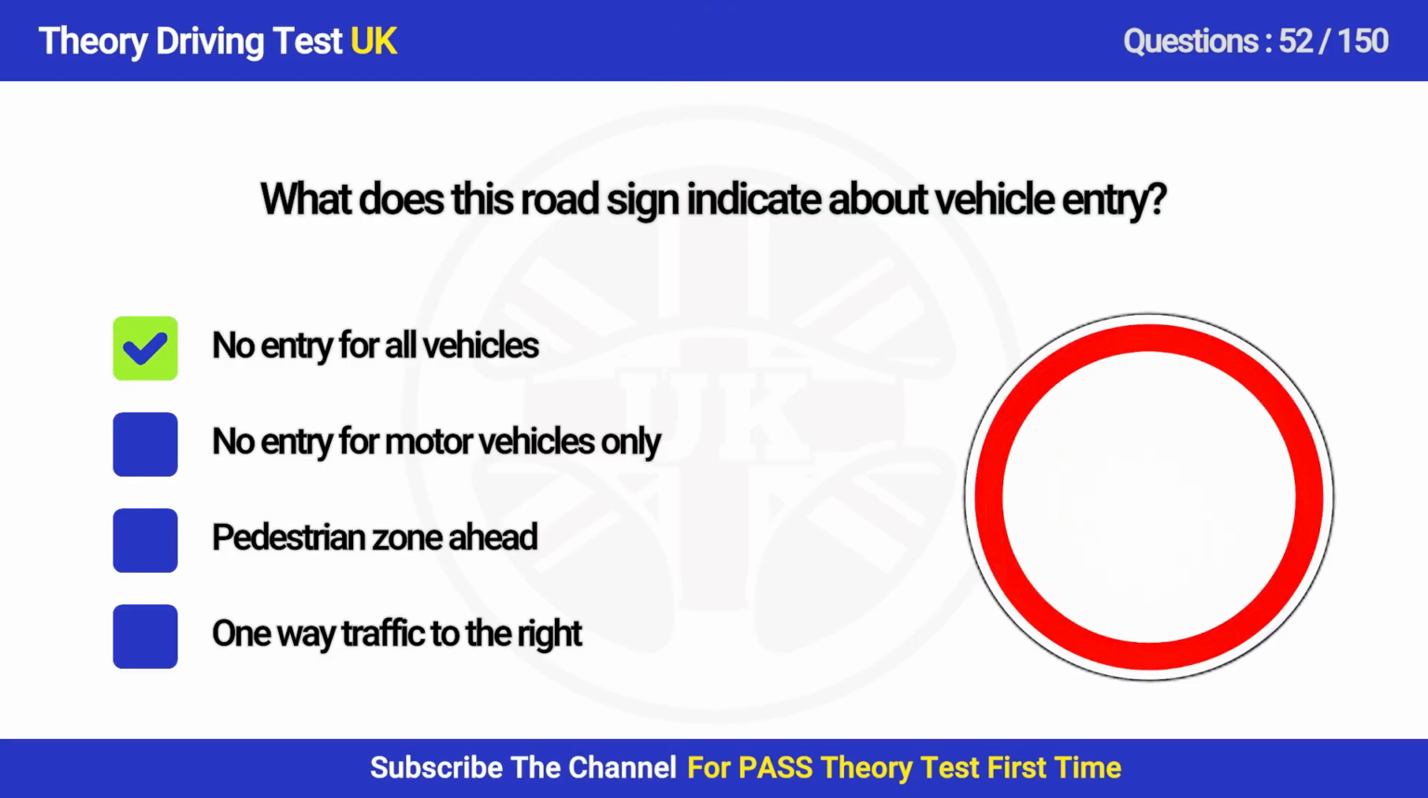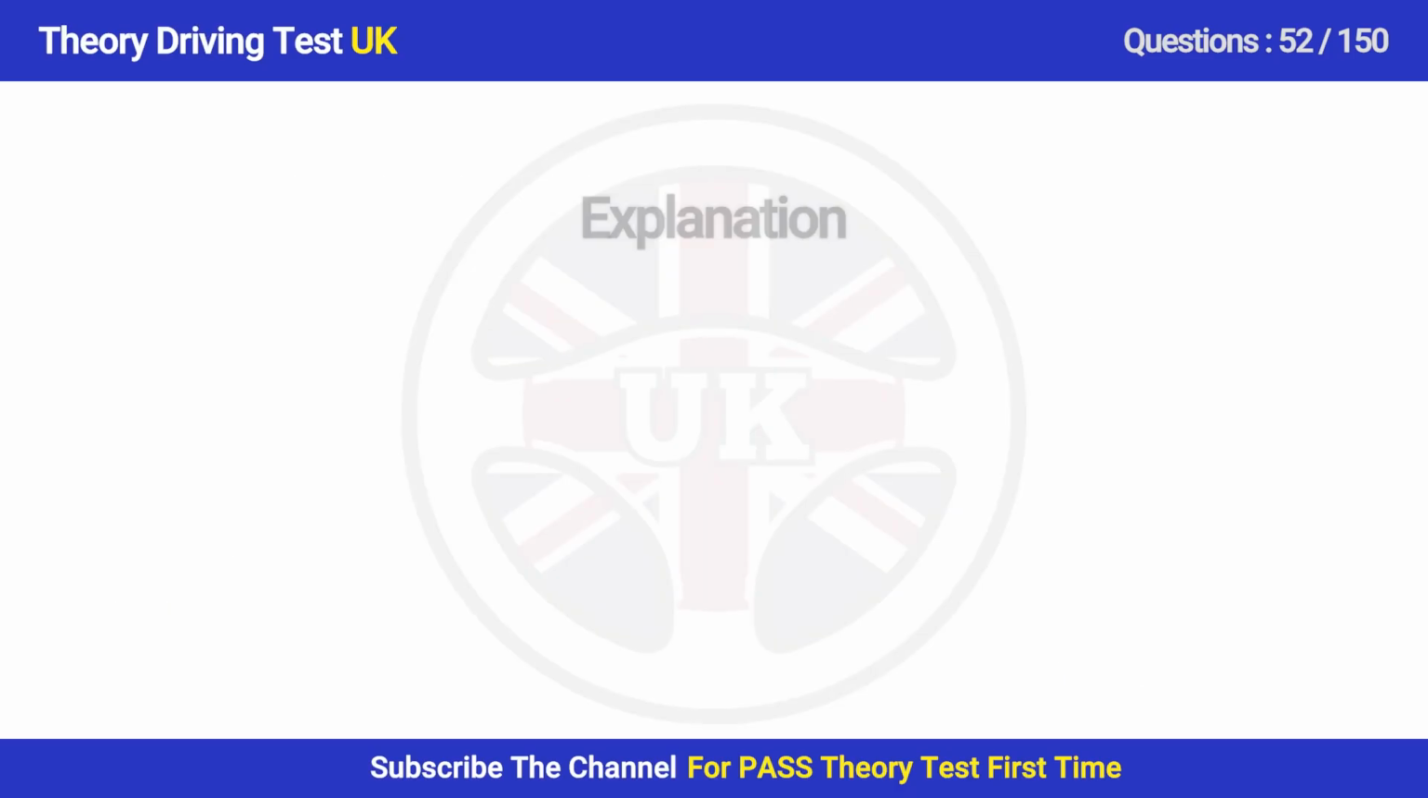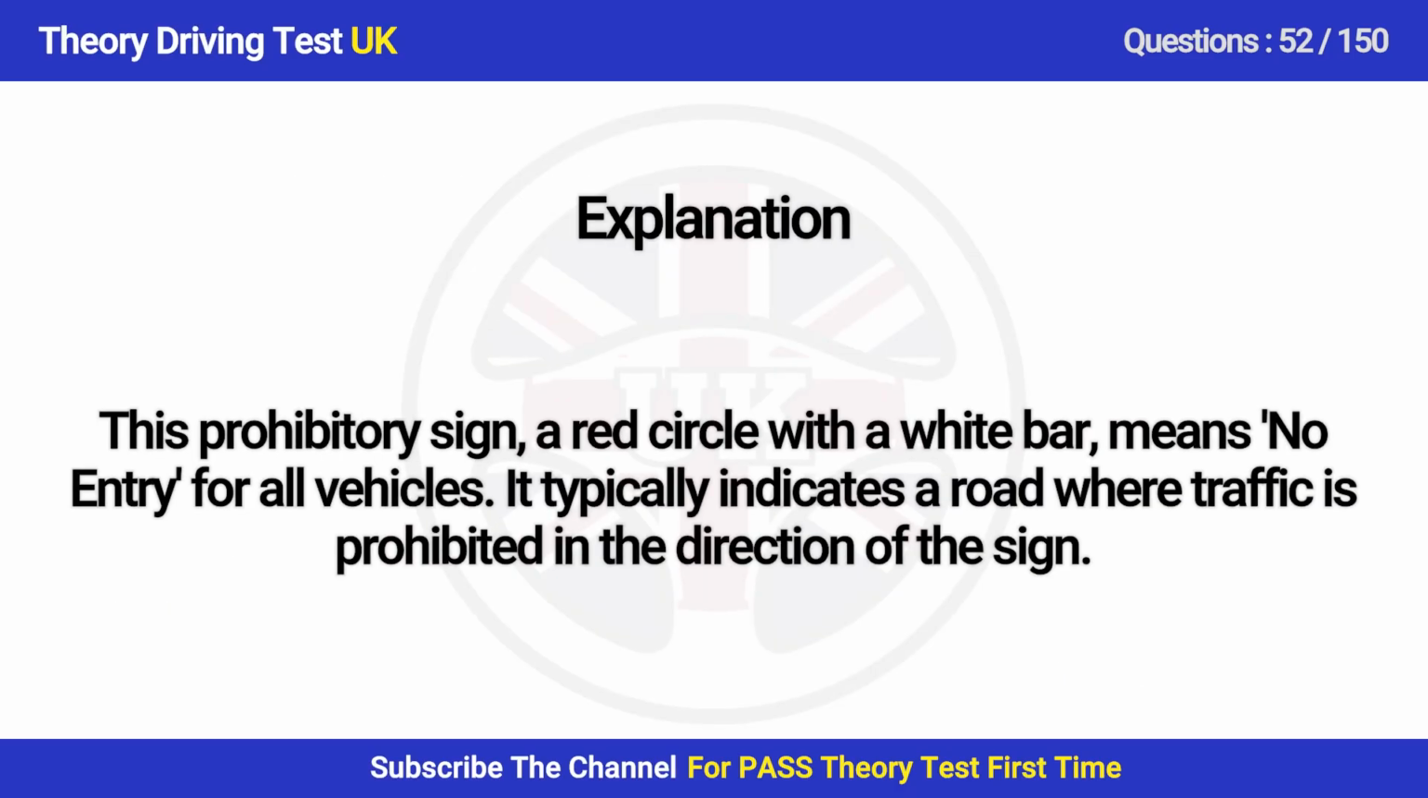Answer is A. No entry for all vehicles. This prohibitory sign, a red circle with a white bar, means no entry for all vehicles. It typically indicates a road where traffic is prohibited in the direction of the sign.